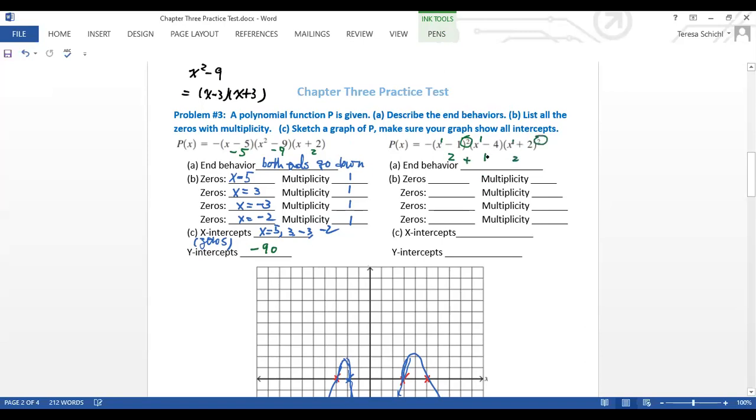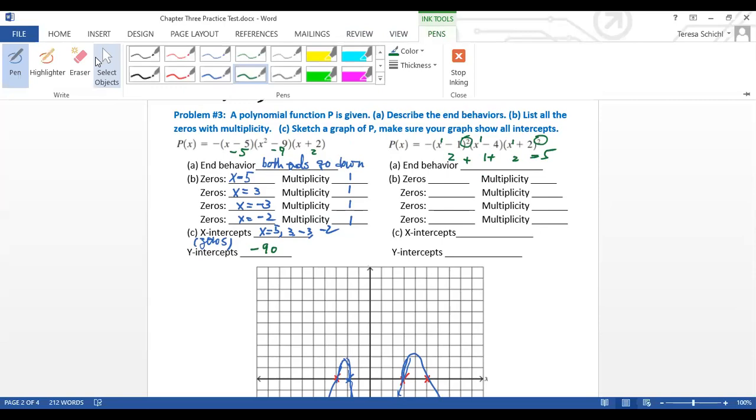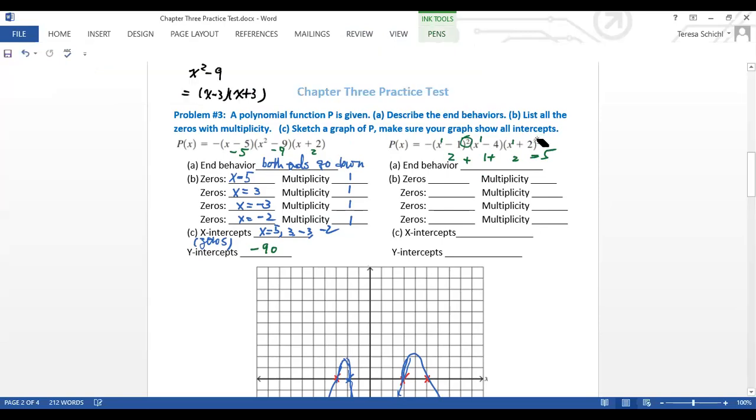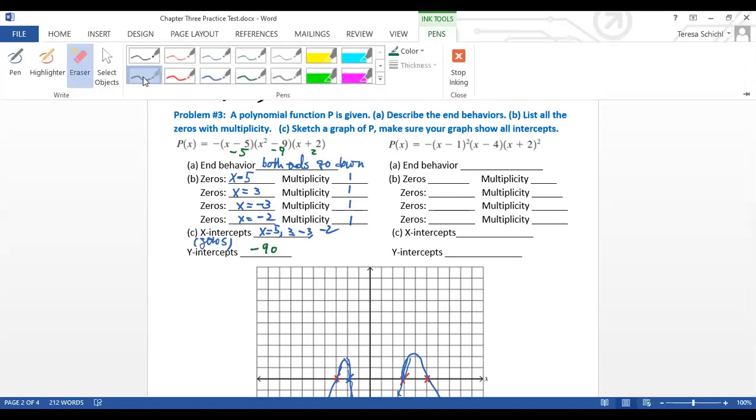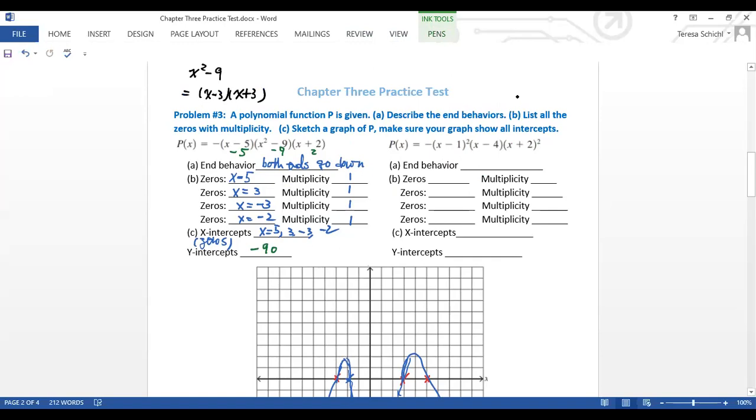So 2 plus 2, and this is 5. So I know I have a degree of 5, and I also have a negative sign in front of it. So we know the odd degree means one end goes up, one goes down. So I have a negative sign with a degree of what? It's x to the 5th, right?